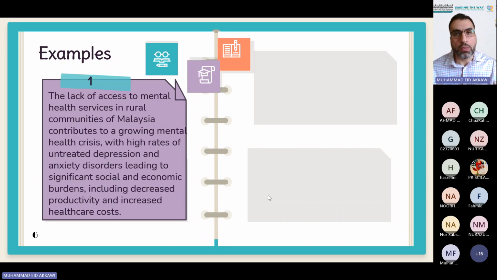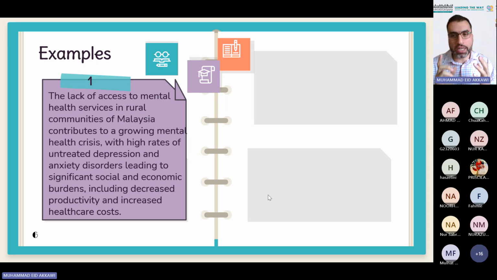So, okay, now what happens if the mental health is not good, or if depression and anxiety are high? Even if we don't address this issue, what is the problem? You can read the next line, leading to significant social and economic burdens. So if we don't have a solution for this lack of access to mental health, this will increase the burdens, the social and economic burdens, including.